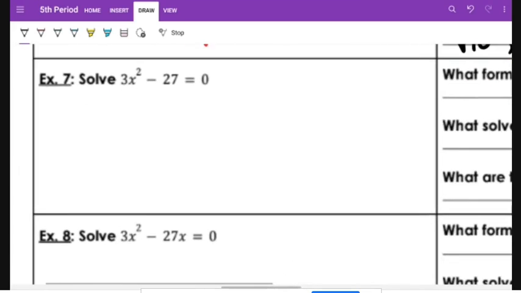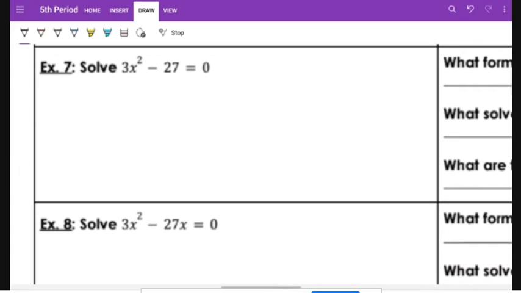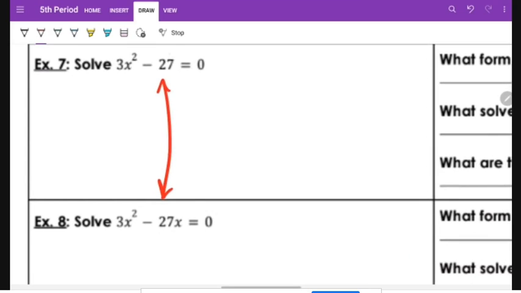Moving on. Number 7 and 8, I want to do them kind of together. Look how similar these are. 3x squared minus 27, 3x squared minus 27x. The only difference is one of them has a 27 and the other one has a 27x. They look very, very similar. We have to treat these completely differently.